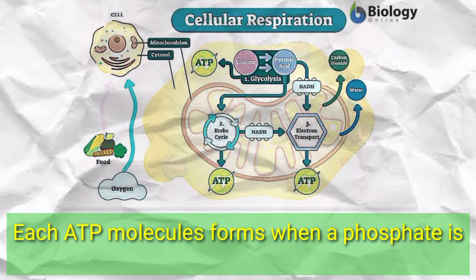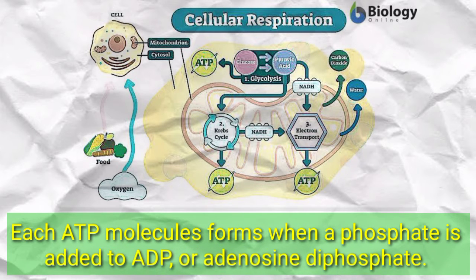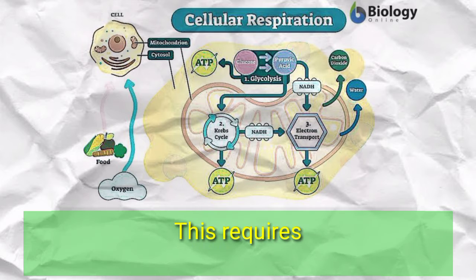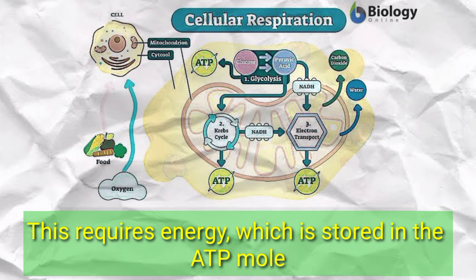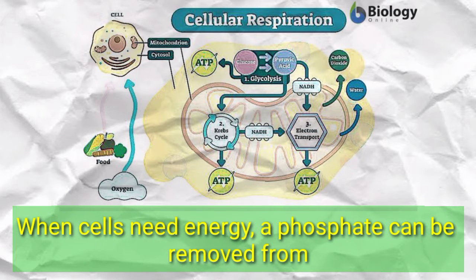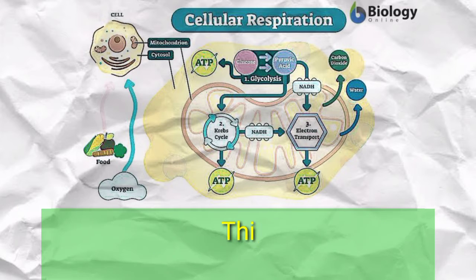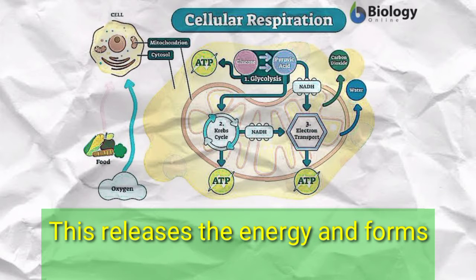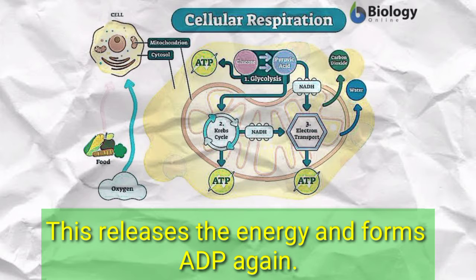Each ATP molecule forms when a phosphate is added to ADP, or adenosine diphosphate. This requires energy, which is stored in the ATP molecule. When cells need energy, a phosphate can be removed from ATP. This releases the energy and forms ADP again.